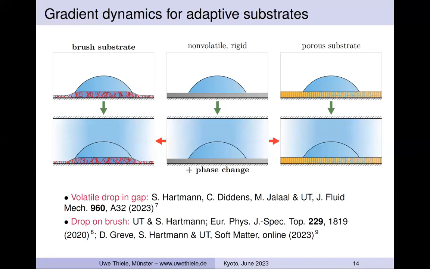In experiments, evaporation is often diffusion limited. So you need diffusion in the gas phase to, for instance, describe the coffee ring effect when a drop of coffee evaporates.